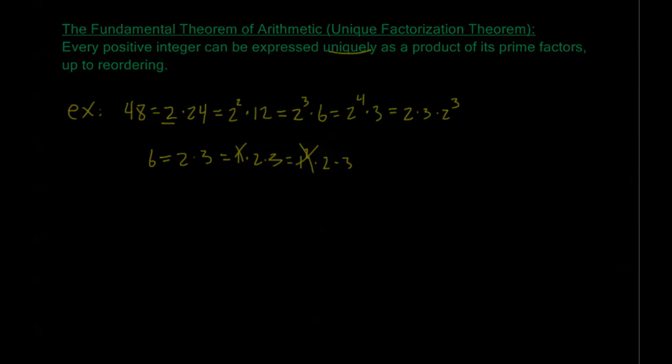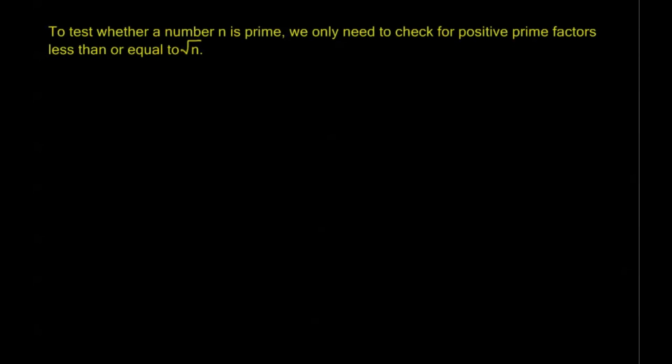Well, in general, we can't know just by looking at it, but there is some helpfulness here that I'm going to share with you. If we're going to test whether a number is prime, we only need to check for positive prime factors less than or equal to the square root of n. So for example, if I'm looking at the number 59 and I want to know whether or not 59 is prime, I just need to see, well, 2 doesn't divide 59, 3 doesn't divide 59.